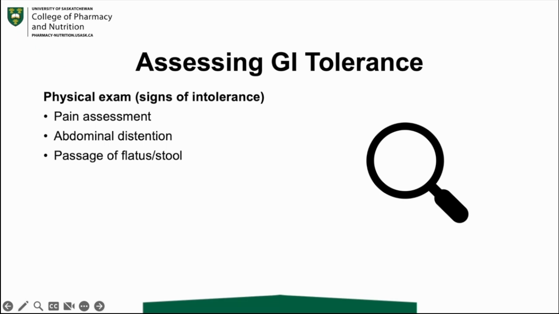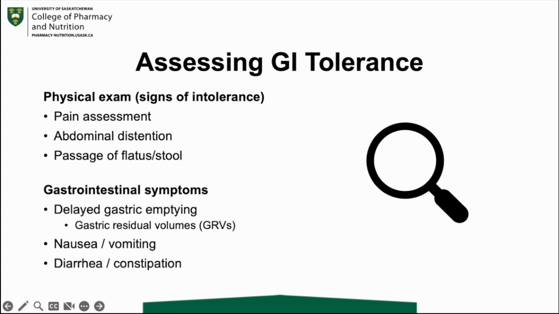Assessment of GI tolerance to EN involves a physical exam to identify signs of GI intolerance such as pain, abdominal distension, or a hypoactive bowel in which gas or stool is not passed for several days. GI symptoms that may be indicative of poor tolerance to EN include delayed gastric emptying, nausea, vomiting, diarrhea, and constipation.